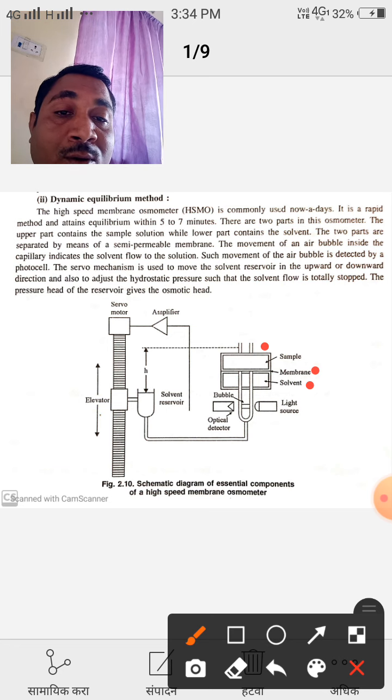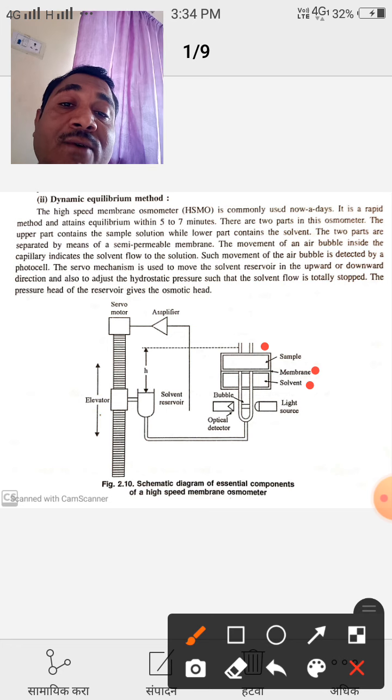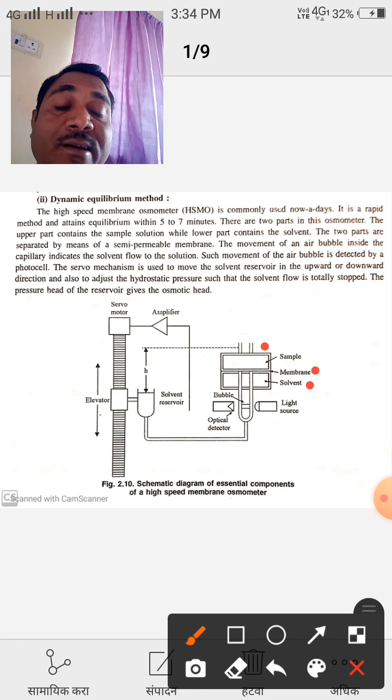So this technique is used for measurement of osmotic head as well as osmotic pressure, and it attains equilibrium within 5 to 7 minutes. This is a very easy method as compared to the static equilibrium method, because the static equilibrium method requires more time than the dynamic equilibrium method.